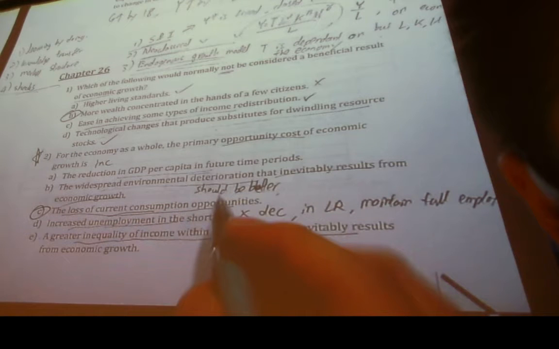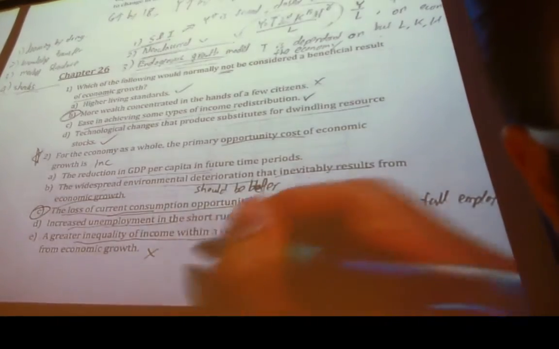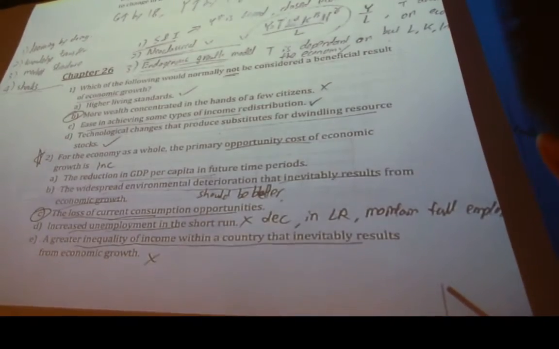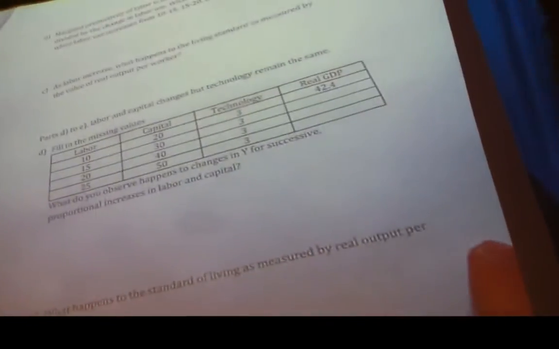So for E, greater inequality of income within a country, this is wrong. Inequality is supposed to be solved. So the answer is C. Okay, we're almost there. One more page to go.